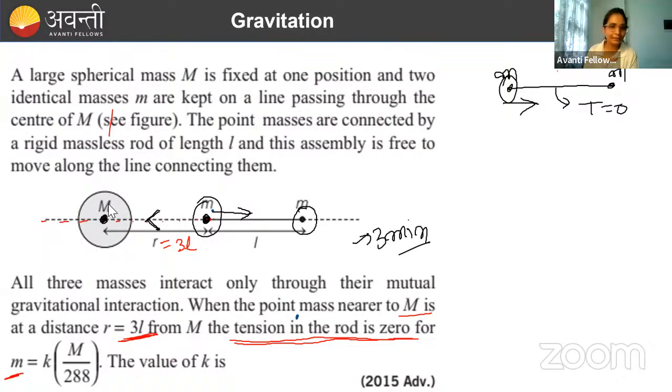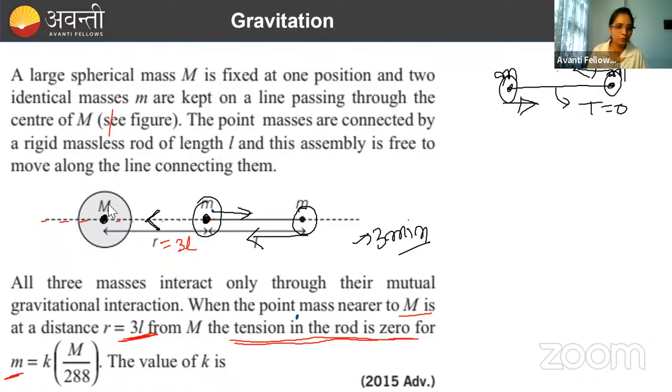Now let's consider this small mass m. So this will get attracted by this small mass m and this capital mass M. And both these attractive forces will be in this direction. So the net attractive force acting on this mass is in this direction. Tension will only be zero if these forces are equal and opposite. Opposite I have drawn. So if they are equal, tension in the string will be zero. So you just have to write the forces on these two masses.